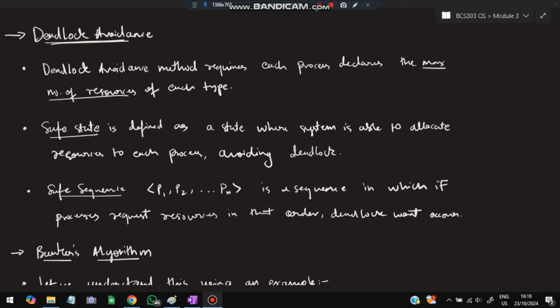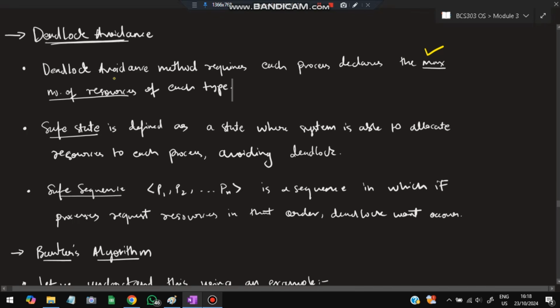The avoidance method requires each process to declare the maximum number of resources of each type. If all the processes declare that they want so and so many resources, then the deadlock can be avoided because processes will not take more than what they have requested. Knowing the maximum number of resources of each type which the process requires can help avoid deadlock. Okay, what is a safe state? It is defined as a state where the system is able to allocate all the resources to each process, avoiding a deadlock. Safe sequences: the sequences in which, if the processes request the resources, there will be no deadlock.